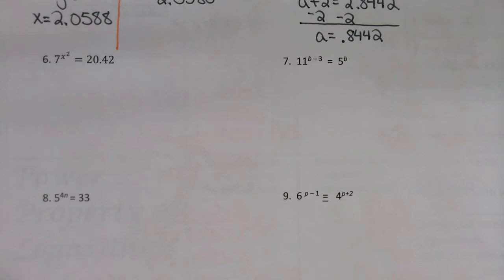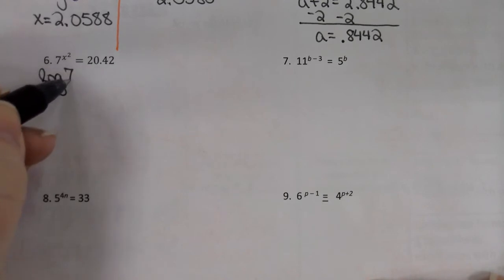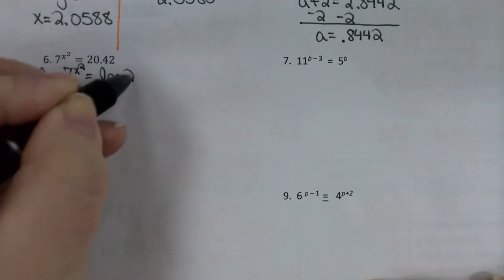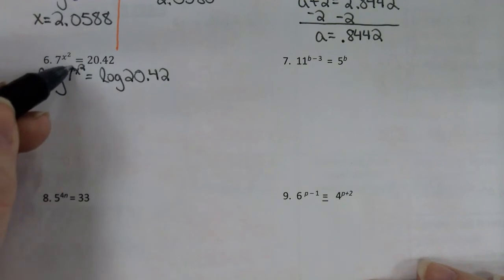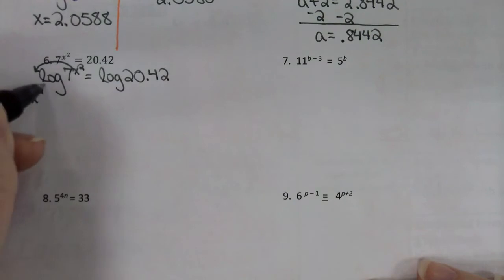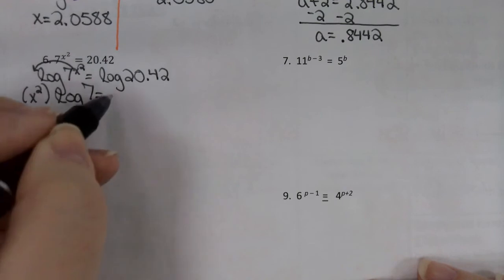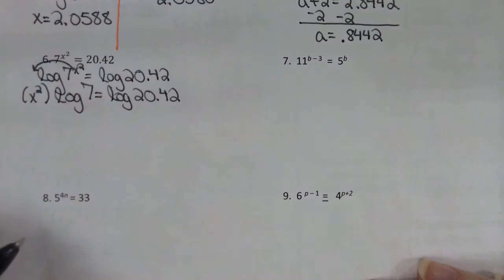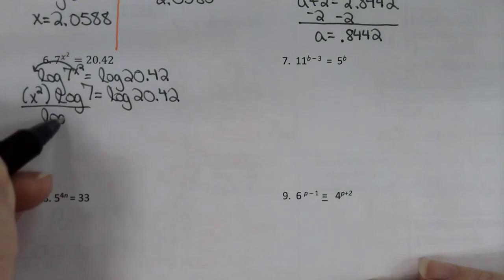Number 6, we're going to attack the same way. We're going to take the log of both sides. Log of 7 to the x squared equals log of 20.42. That x squared becomes the coefficient of the log. And I like to put it in parentheses to remind me that I'm leaving it exactly where it is. Then I need to divide both sides by log of 7.